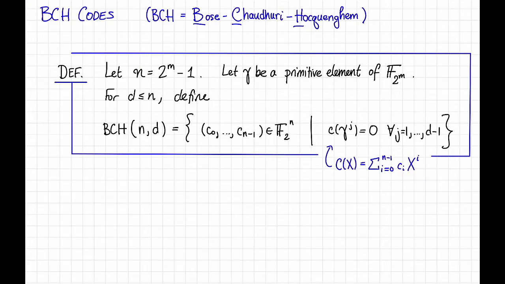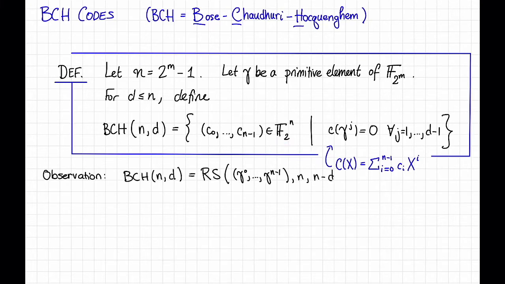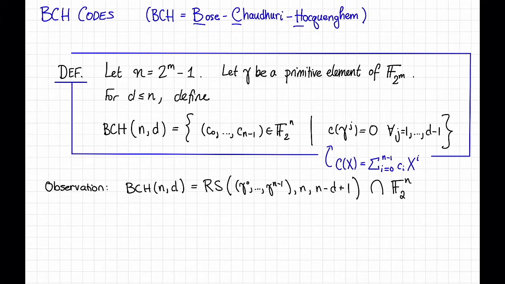Hopefully this definition looks pretty familiar. In fact, if we change this 2 to a q, this is exactly the same as the dual view of Reed-Solomon codes that we saw before. Another way of saying this is that a BCH code is just the set of all of the Reed-Solomon code words that happen to be binary. Or in other words, it's the intersection of the corresponding Reed-Solomon code with the set F2 to the n.